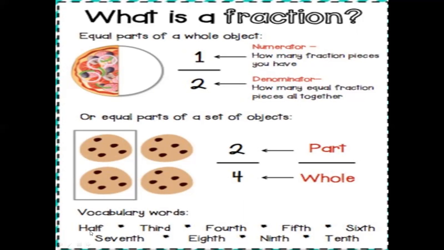Half. If I ask you what will be the fraction if I say half, you should know that half means 1 upon 2. Third means 1 upon 3. Fourth means 1 upon 4. Fifth means 1 upon 5. Sixth means 1 upon 6. Seventh means 1 upon 7. Eighth means 1 upon 8. Ninth means 1 upon 9. And 10th means 1 upon 10.